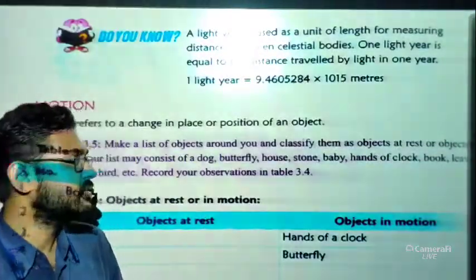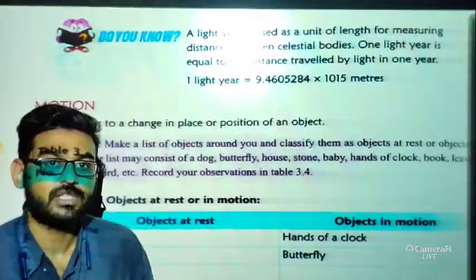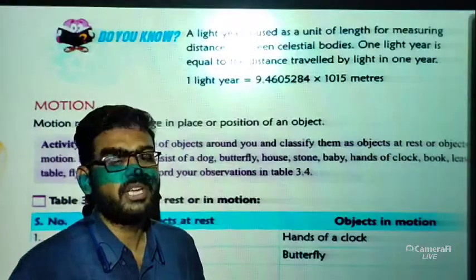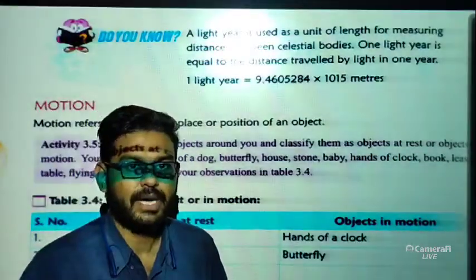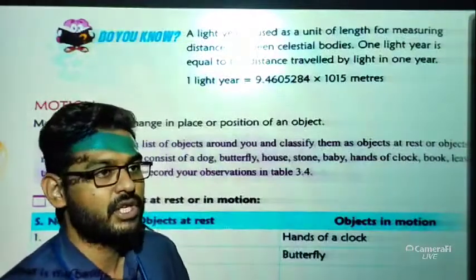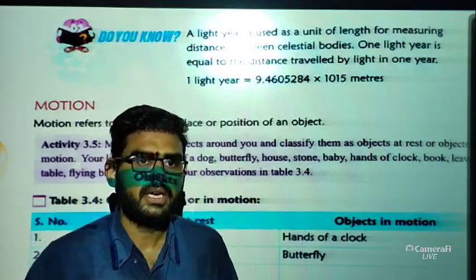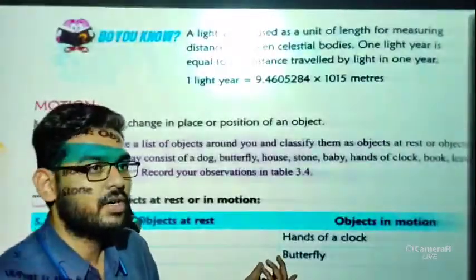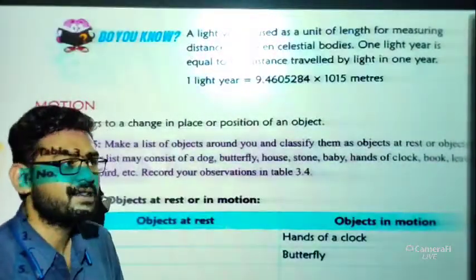So students, in our previous video lectures we have seen how to measure a curved line. How to measure a straight line is very easy; you can easily measure it with a measuring tape or a measuring scale. But there was a little tricky part in measuring a curved line. We have already discussed that part in our previous classes.